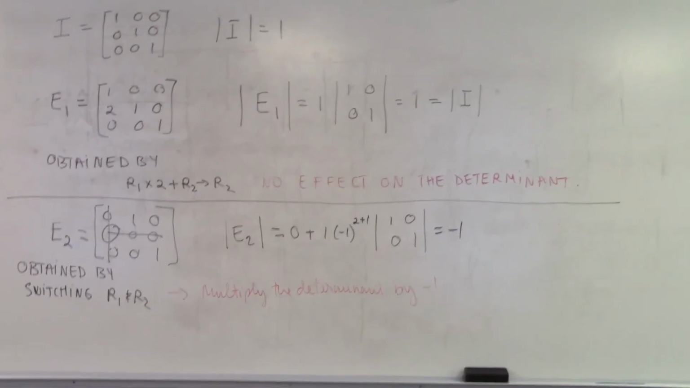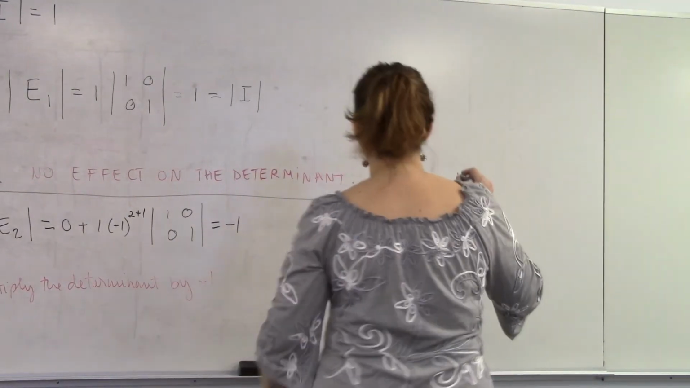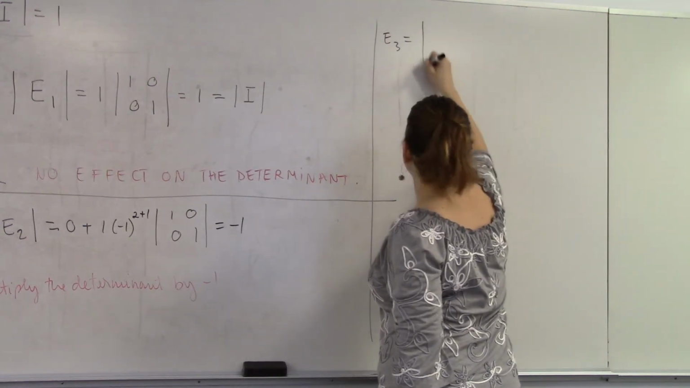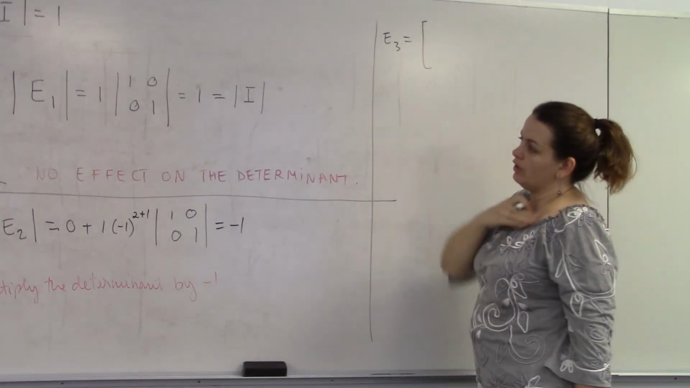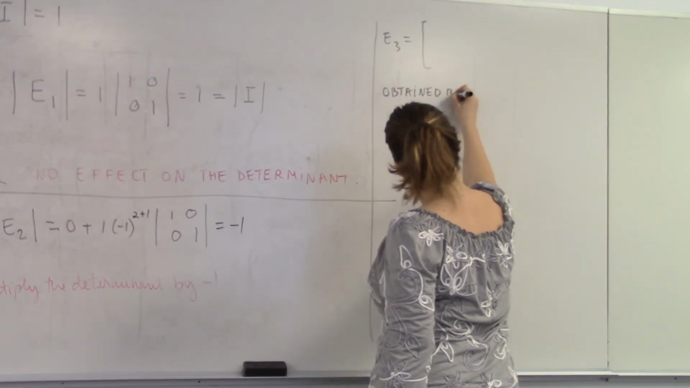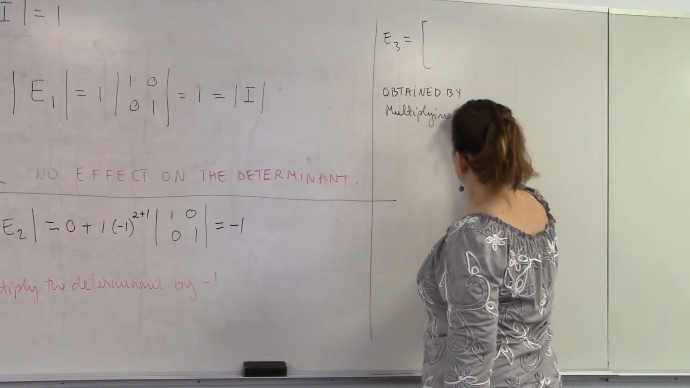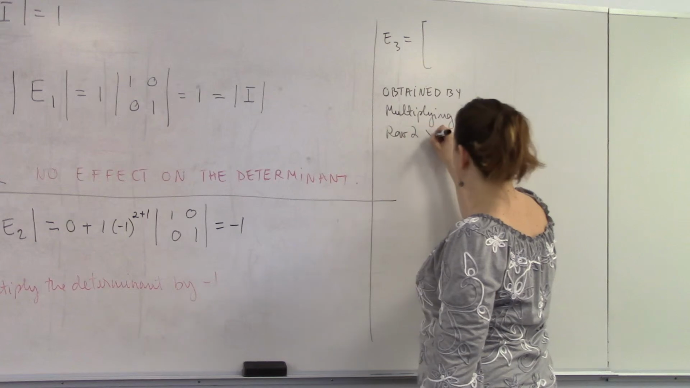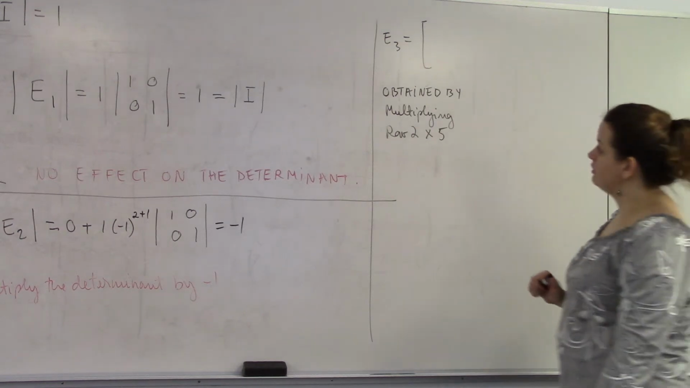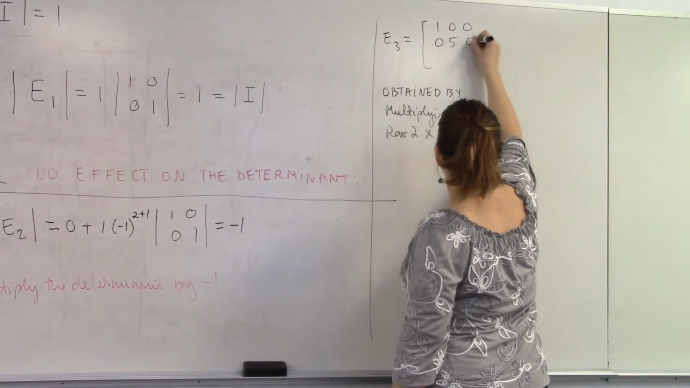I need to move the camera that way for the third row operation. So next I'm going to come up with an E3, which I'm going to obtain by multiplying row 2 by 5. So I'm going to take the identity matrix and multiply the second row by 5. So that's going to yield this matrix here.